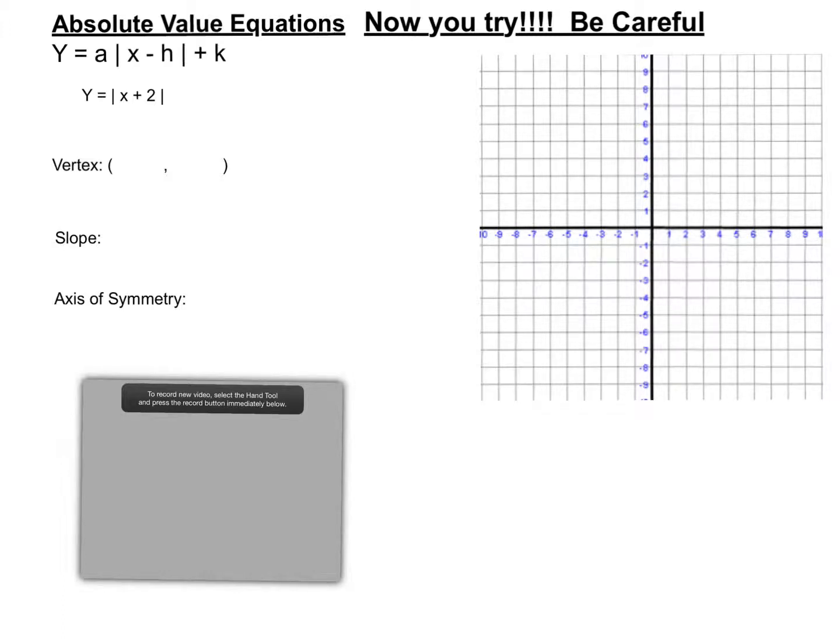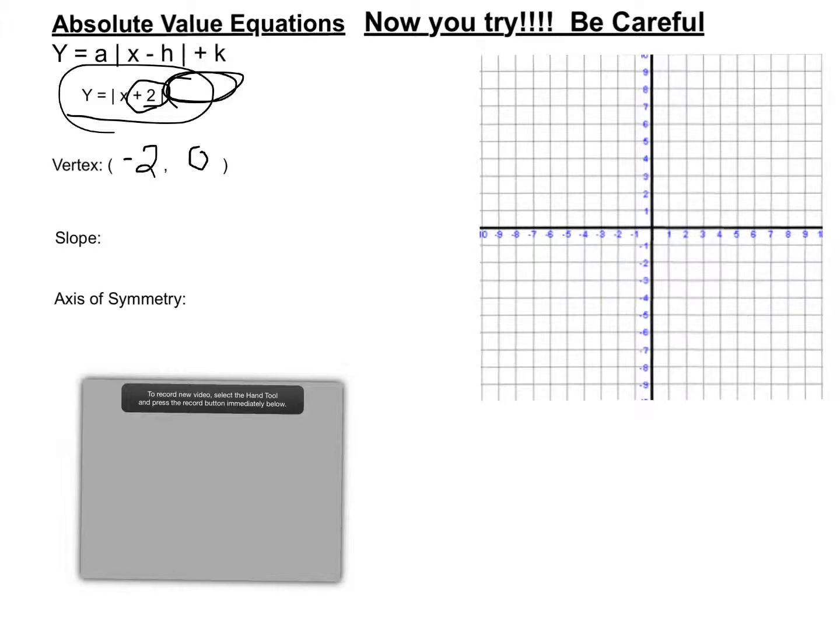Okay? So again, first thing we need to do is start with the vertex. But again, the problem is, notice the k value is missing. So we can't work on that. So again, we're going to take the opposite of the h value. I'm sorry, the opposite of the h, which is -2. Now the k value, since it's not there, is just going to be 0.